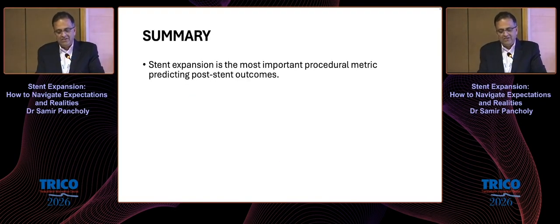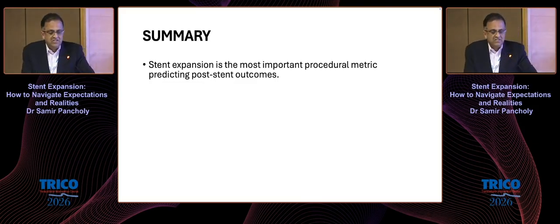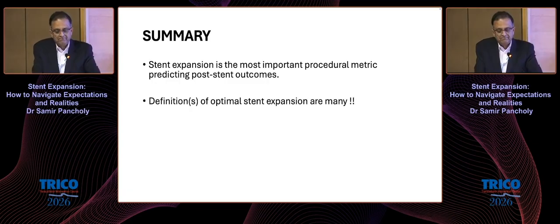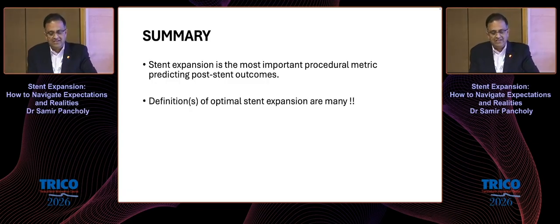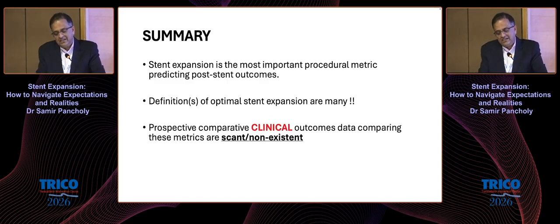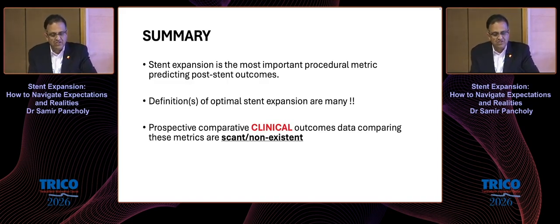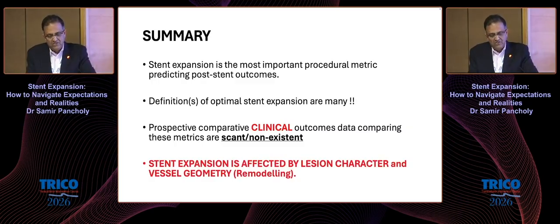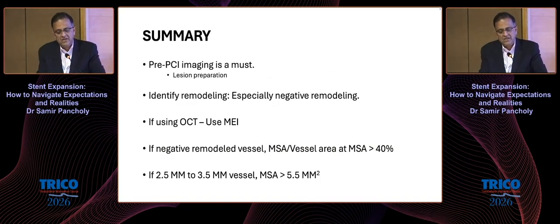So again, coming back to this diagram, stent expansion is the most important procedural metric predicting stent outcomes. The definitions of optimal stent expansion are many. Prospective, comparative, clinical outcomes studies of these metrics are practically non-existent. We have not studied the clinical outcomes. We have only studied imaging, etc. Stent expansion is affected by lesion character and vessel geometry, remodeling, etc. And so every case is different.